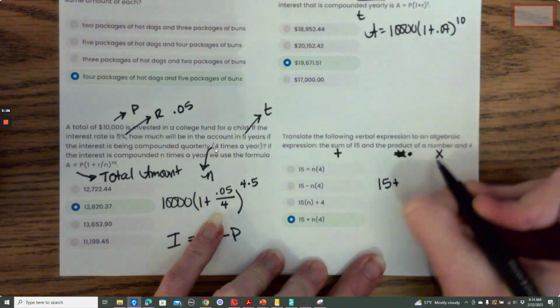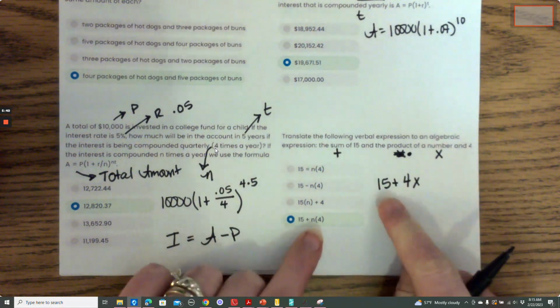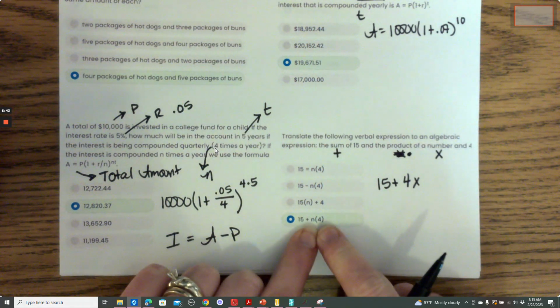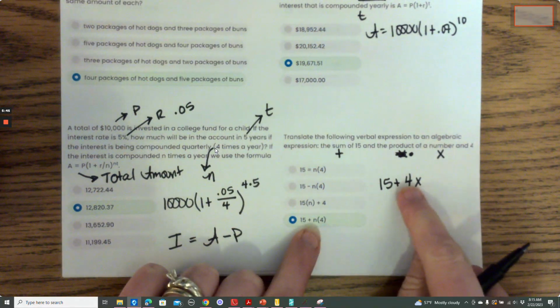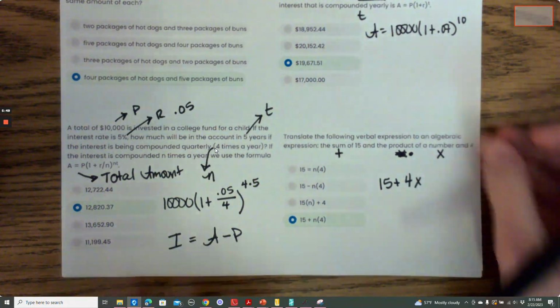So when we multiply a letter and a number, we can just smush them together. And so again, you can match up here. Here they used an n, but anytime you're multiplying a number and a letter, it doesn't matter what the letter is, it's going to come out the same.